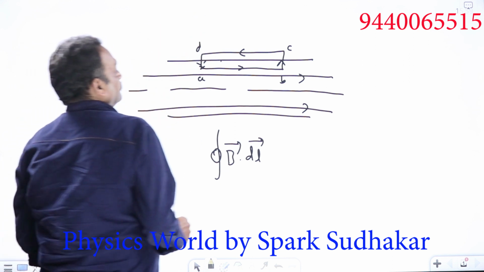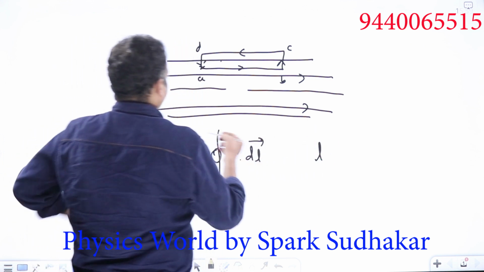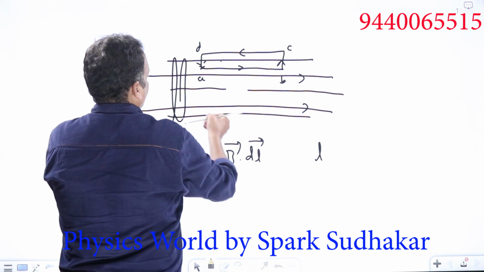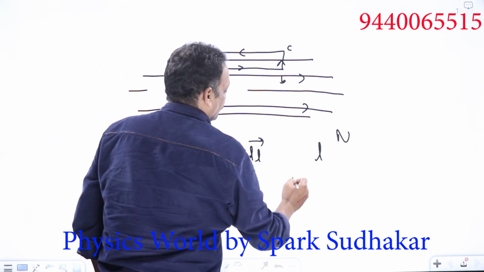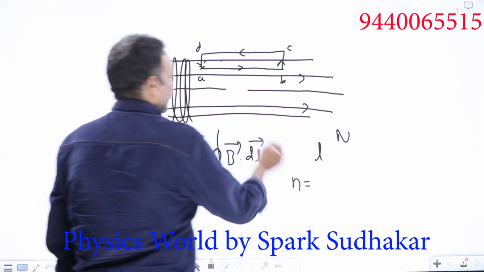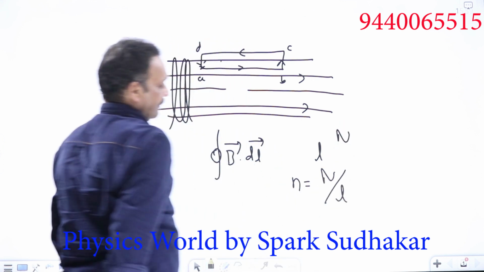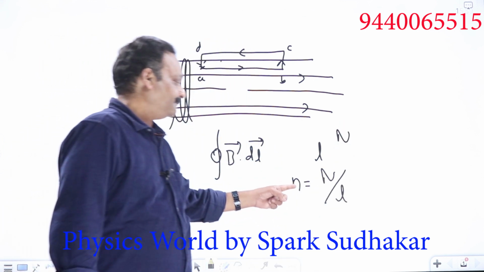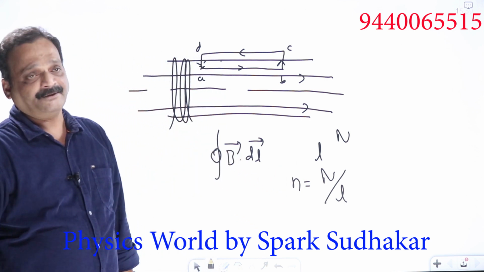Now suppose the total length of the solenoid is L and the total number of turns is capital N. So what is small n? Number of turns per unit length. Small n is equal to the total number of turns in the solenoid divided by its length, N by L. Capital N by L is known as small n. We call it the number of turns per unit length.